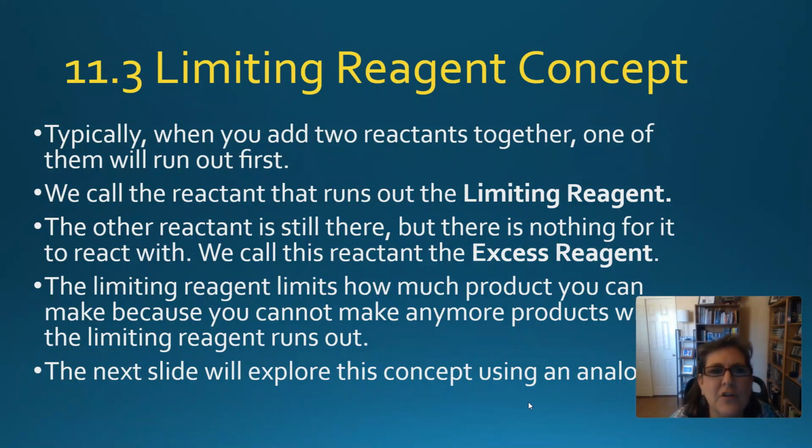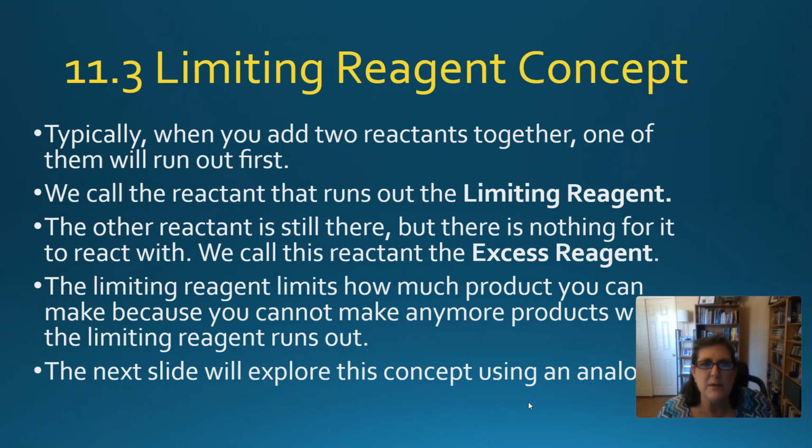We are now going to explore the limiting reagent concept. Typically in chemistry, you add two reactants together to make a product or two products. When you're adding these two reactants together, typically one of them is going to run out first. It's really hard to get the exact perfect amount of both reactants so that they run out at the same time. So usually when we're adding two things together, one of them runs out first.